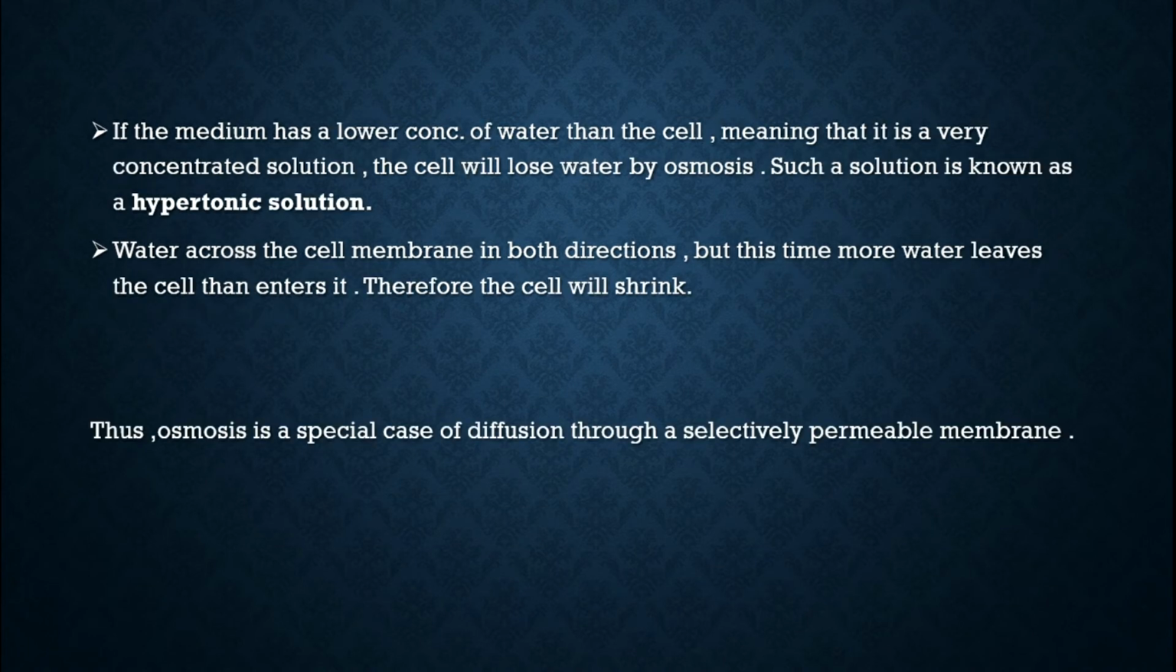Next is the hypertonic solution. If the medium has a lower concentration of water than the cell, meaning that it is a very concentrated solution, the cell will lose water by osmosis. This solution is called a hypertonic solution. Water moves across the cell membrane in both directions, but this time more water will leave the cell than enter it. So in this case, the cell will shrink. Thus, osmosis is a special case of diffusion through a selectively permeable membrane.